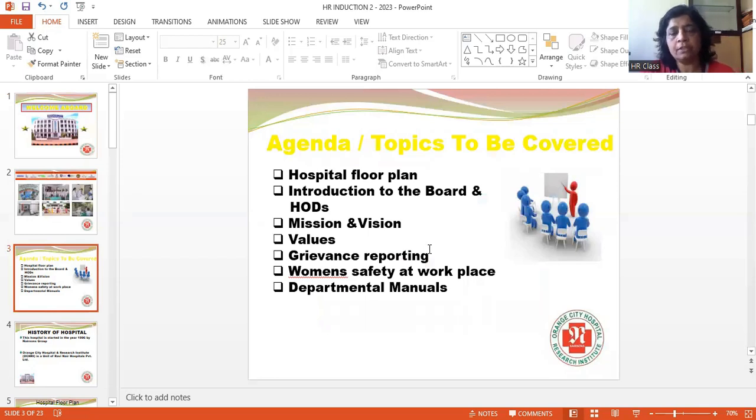The agenda, or rather the topics to be covered today, is the hospital floor plan, the introduction to the board and HODs. Yesterday I did not cover the HOD part, but today we are having that topic. The next is mission and vision, the values, grievance reporting, women's safety at workplace. Well, grievance reporting and women's safety at workplace is very important. So all of you have to understand what it is.